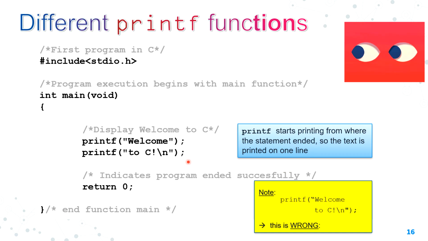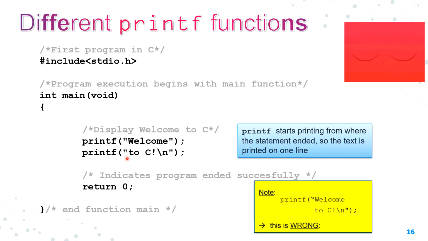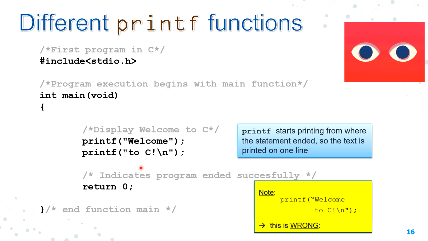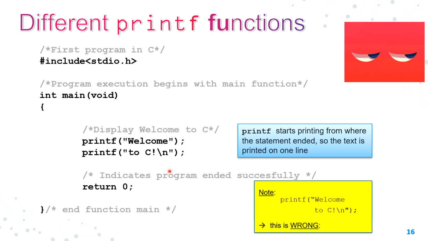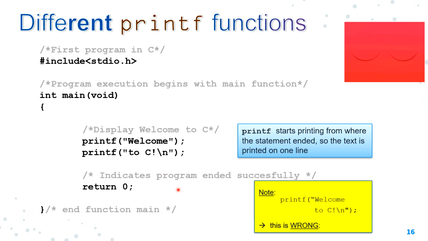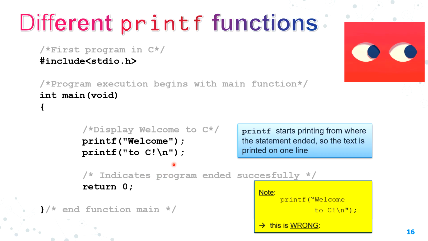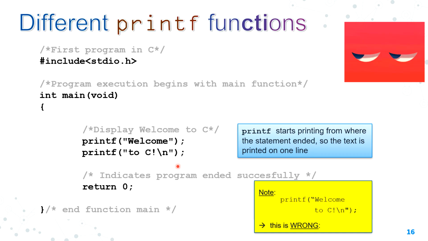So you can see here it's separate. Welcome to C, a string split into two printf function statements. The first one is Welcome, followed by the second one, C. Okay, and they will still be printed on one line.